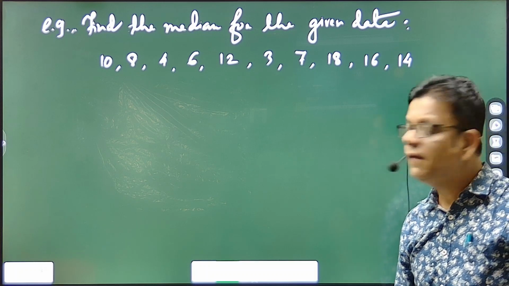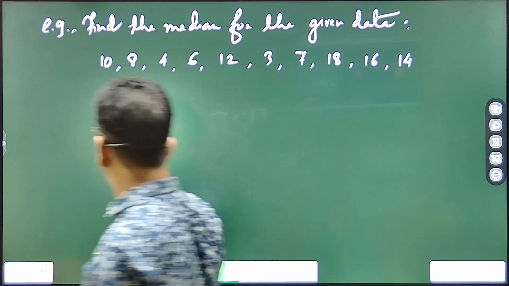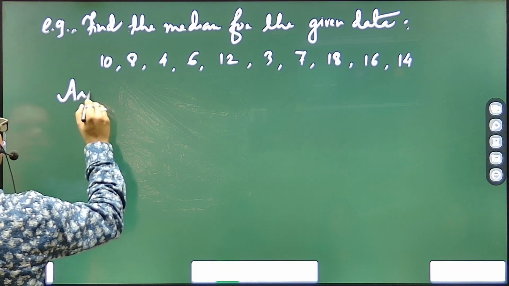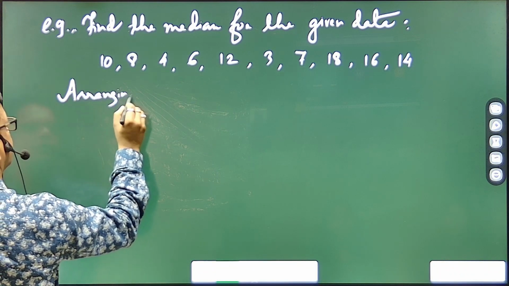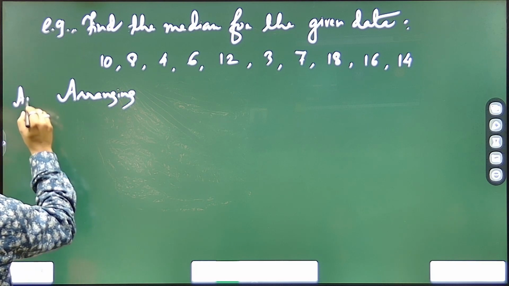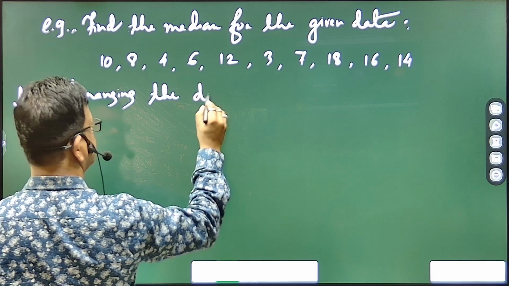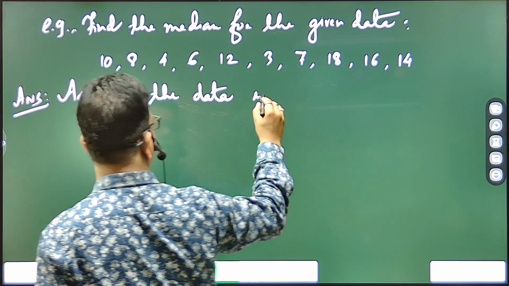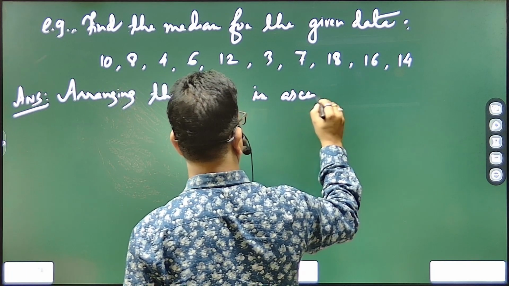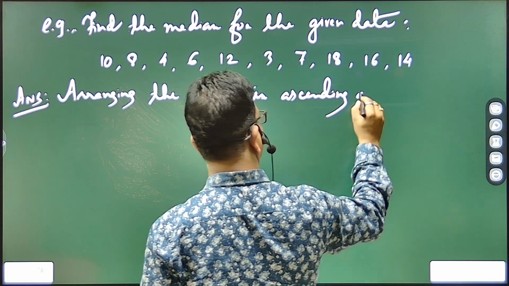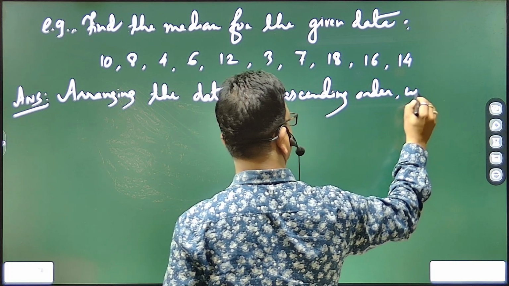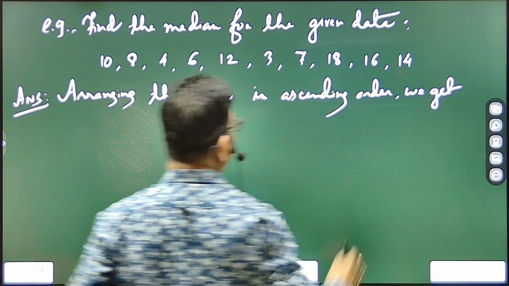Okay. So I just write it once here so that those who will be seeing the video later can go for this answer. So arranging the data in what order? In ascending order we get. We can arrange in descending also, right?